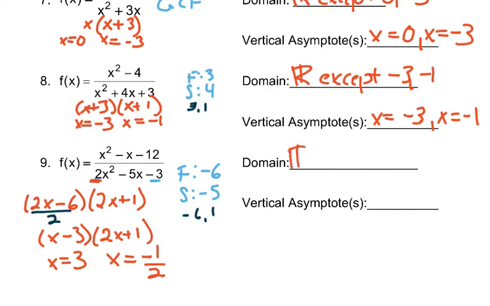So my domain is all real numbers except 3 and negative 1/2. So my vertical asymptotes are at x equals 3 and x equals negative 1/2.